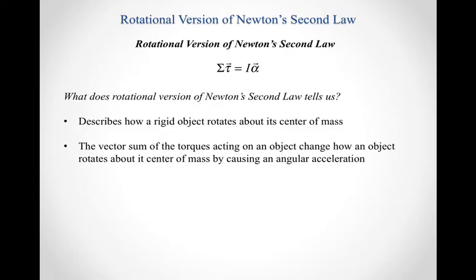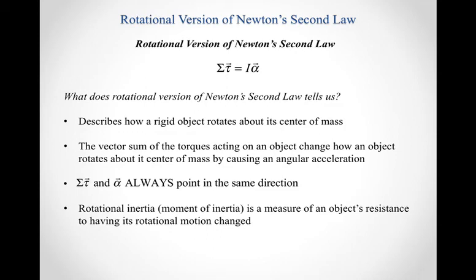Second, it says that the vector sum of the torques acting on the object change how the object rotates about its center of mass by causing an angular acceleration. Third, the net torque and the angular acceleration always point in the same direction. And again, for us, always pointing in the same direction means they're going to point in the same direction along the axis of rotation.